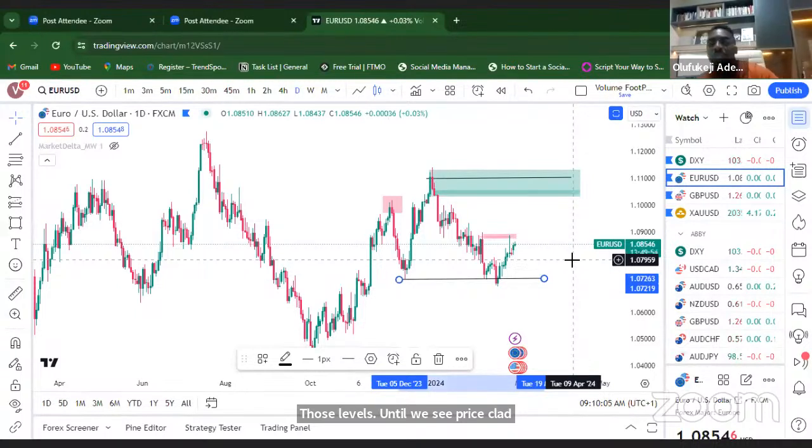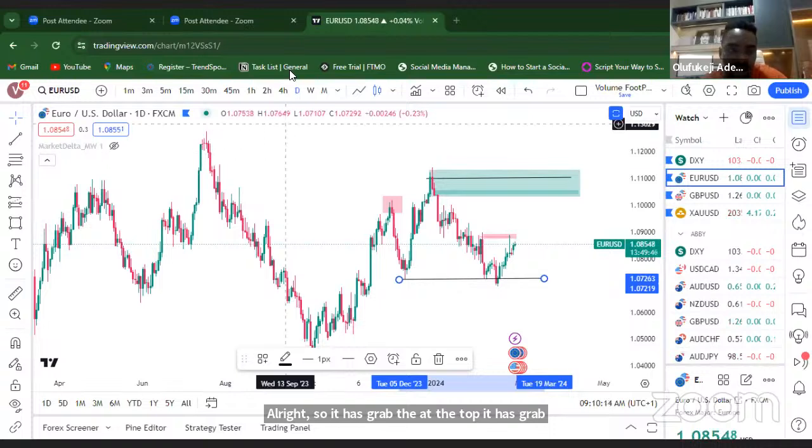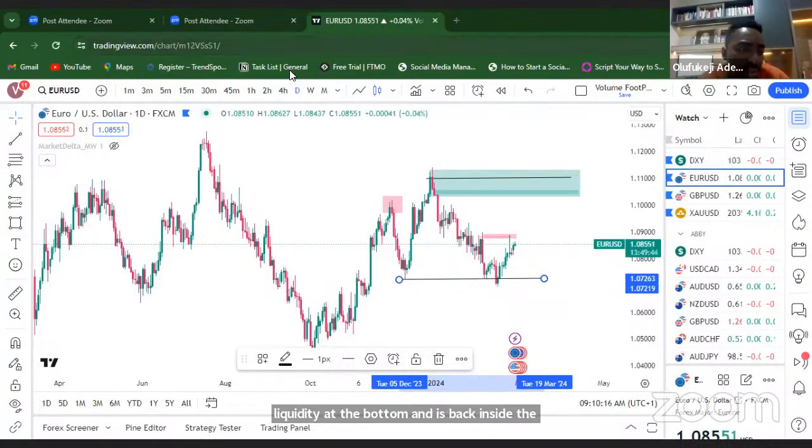All right. So it has grabbed liquidity up at the top. It has grabbed liquidity at the bottom and is back inside the range. Okay. Now we can see some pointers from AUD USD. Let's see AUD USD.